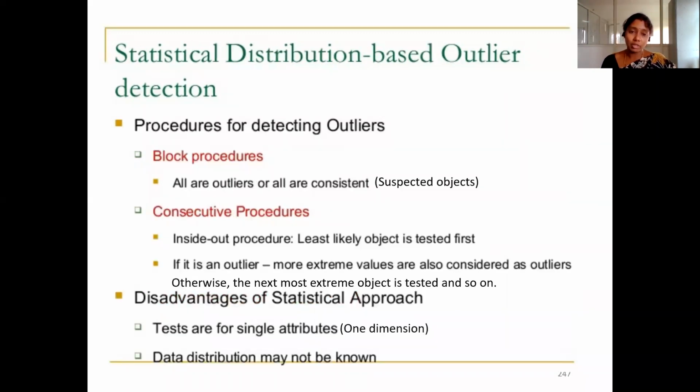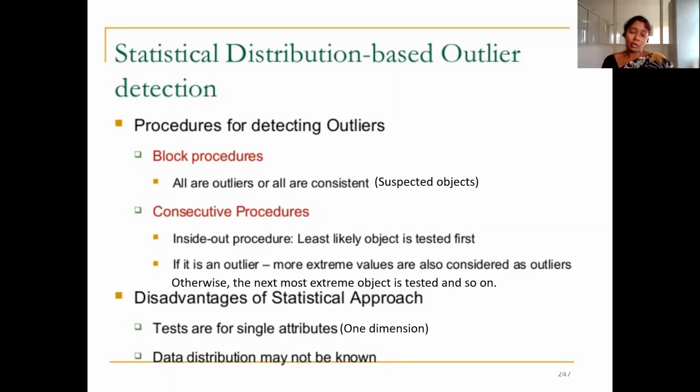Like this, we have three distributions, and we have two procedures for detecting outliers: the block procedure and the consecutive procedure. In the block procedure, it assumes that all the suspected objects are outliers. In the consecutive procedure, it initially identifies the least suspected object and goes through the process to find whether it is really an outlier or not. If it is an outlier, then all the more suspected objects are also concluded as outliers.